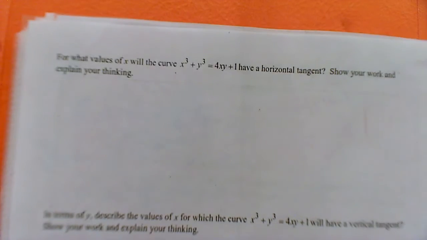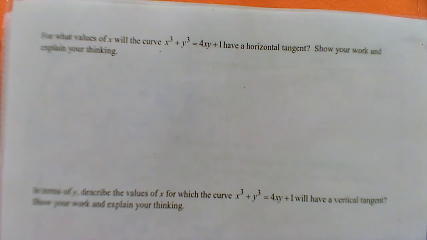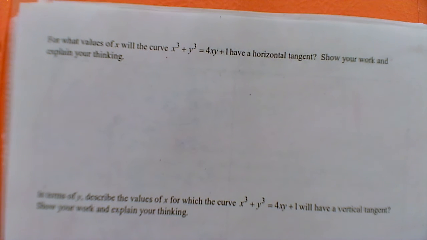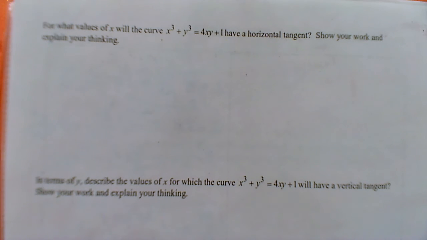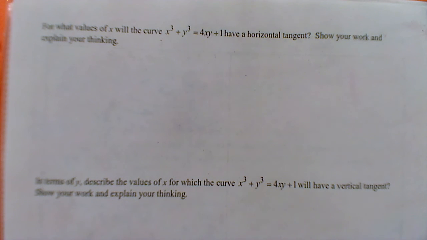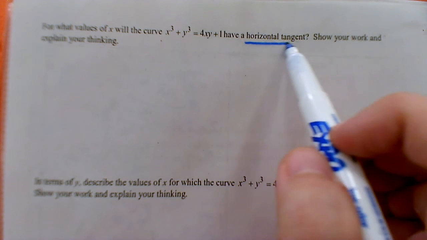All right, let's take a look at a few more examples of these implicits, but we're going to bring in some of those concepts that we saw from the circle example yesterday. We were looking at horizontal tangents and vertical tangents in terms of our slope of the tangent line. So let's check this one out. For what values of x will that curve have a horizontal tangent?